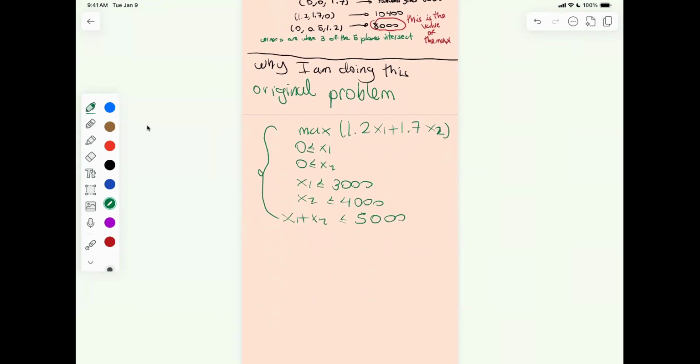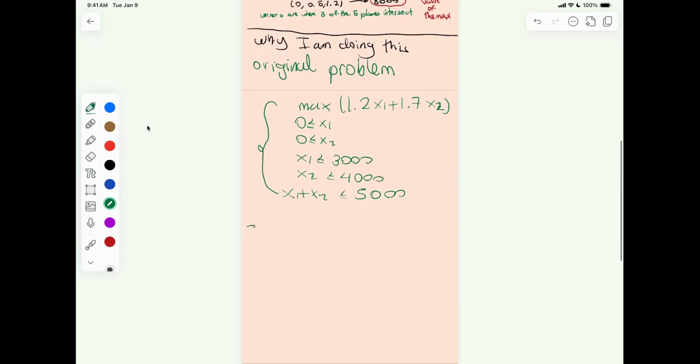One of the things that I mentioned last time, if you remember, is that you could rewrite this in a fancier notation using vectors. Because the max here is a dot product. Let me write that down in linear algebra notation. It was a dot product between 1.2, 1.7 and x1, x2, a dot product between these two vectors.